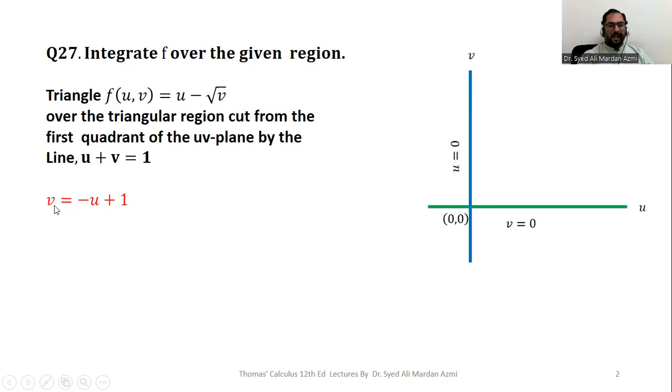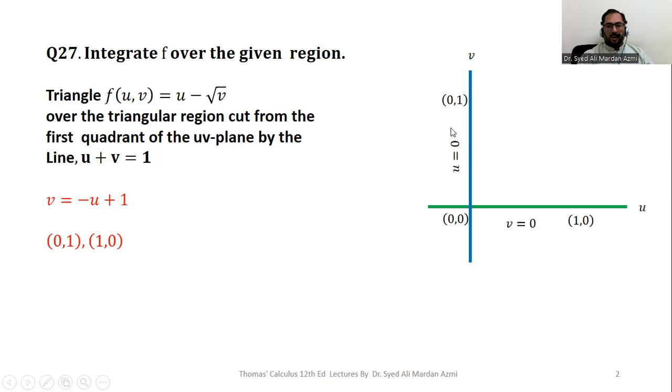We can rewrite this line as v is equal to minus u plus 1. This line will pass through the ordered pairs 0, 1 and 1, 0. These ordered pairs are calculated as: when u equal to 0, you will get v equal to 1. So we get first ordered pair. When u equal to 1, you will get v equal to 0. So we get second ordered pair.